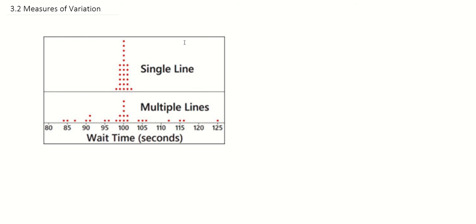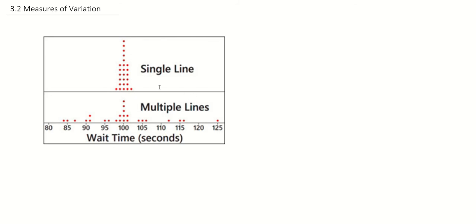You can see when people wait in a single line, the wait times are about the same, right? They're all about 100 seconds. We have several around 97, several around 98, 99, and quite a few around 100 seconds and 101 or 102 seconds, and one is 103 seconds. That's for the single line.